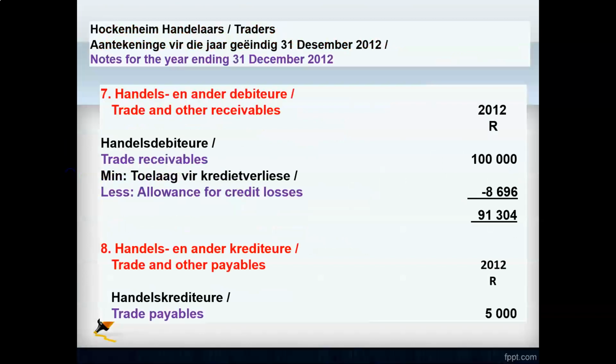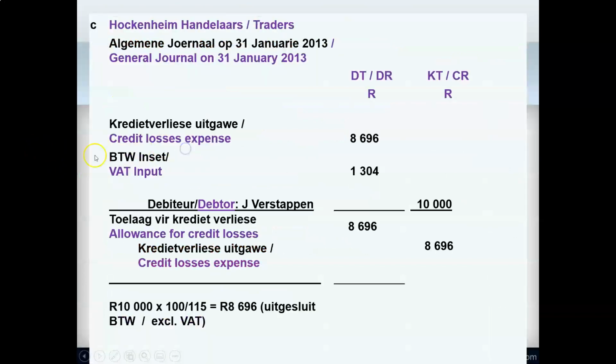Oh, I had to do the disclosure. Let's do that one first, and I'll come back to the disclosure. Credit losses. Now, it's actually bad debts, but that's an ugly word. In actual fact, we have now realized that we're never going to collect this outstanding debt. So we're going to debit credit losses expense account 8696.